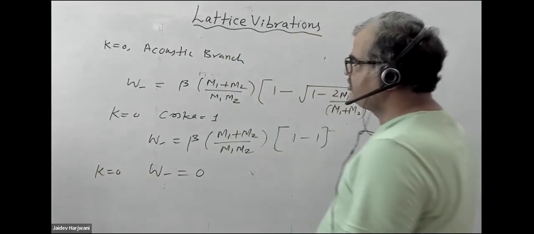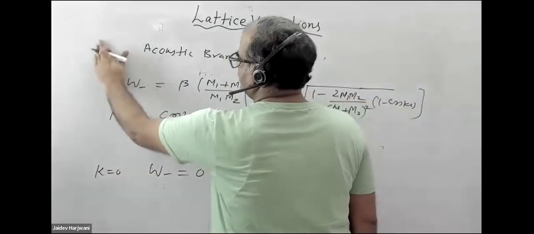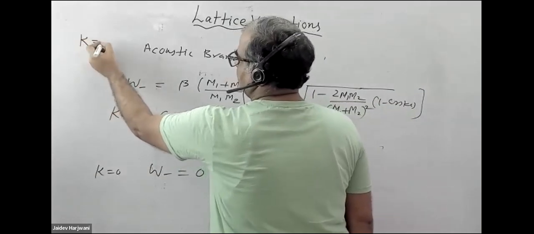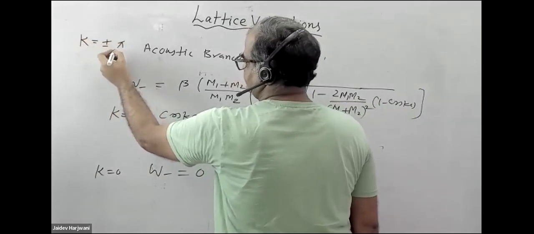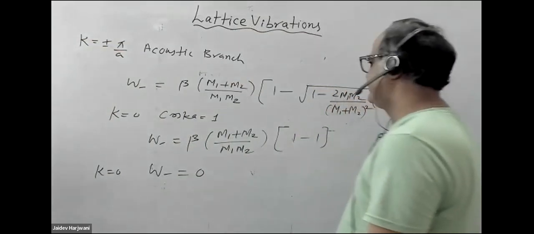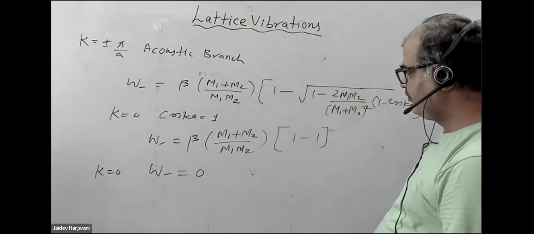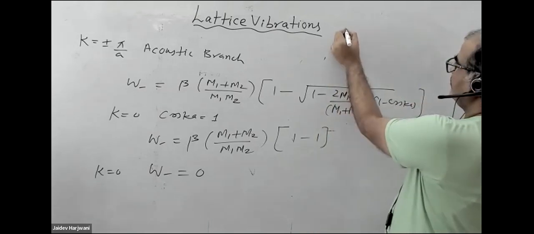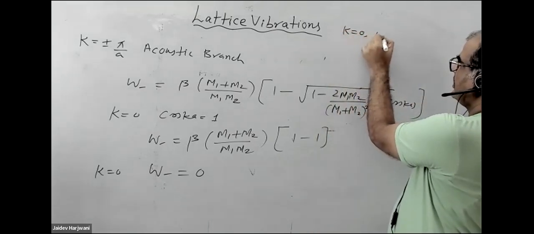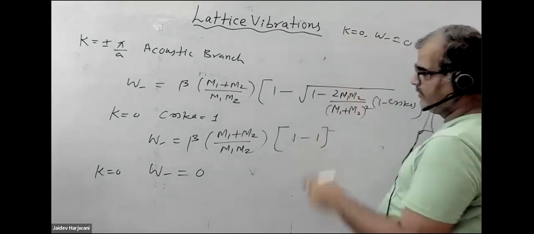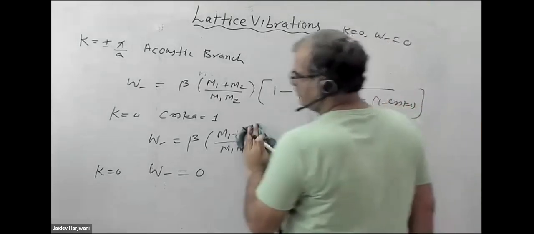Now let me check at k equals plus minus pi by a. So when I take k equal to plus minus pi by a, omega minus is 0, I'm writing on this side. This result you have to remember.